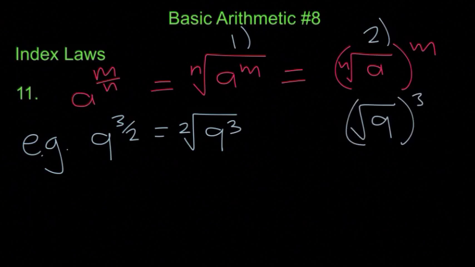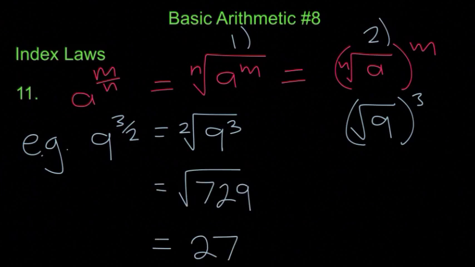Now if I go down this first path, we'll see that we've got the square root of 9 cubed, which is 729, and I just happen to know that that's 27. But most people wouldn't know off the top of their head that the square root of 729 is 27.